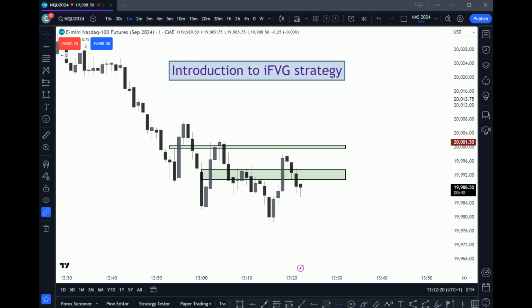Chris with you today, and I just wanted to do a quick one on the inversion fair value gap strategy that we sometimes use within the Discord group. On face value, it's a very simple strategy. There are lots and lots of elements that go into it, and certain things that we look for and obviously avoid. But I just wanted to go through the actual structure of it today, and I've got a couple on the charts.